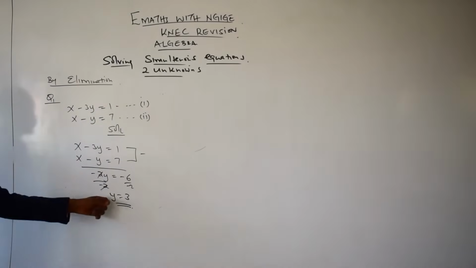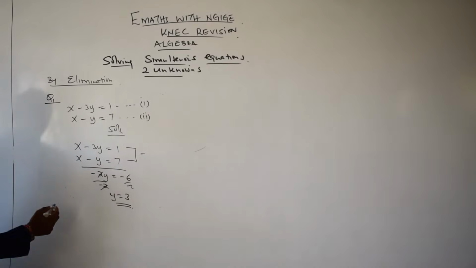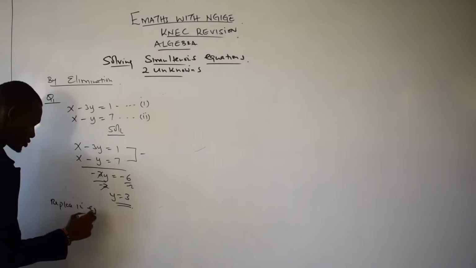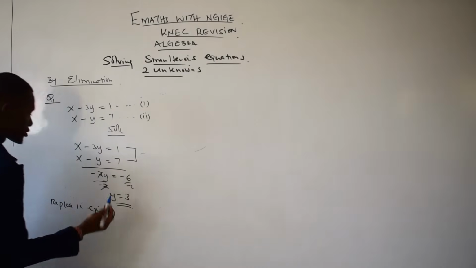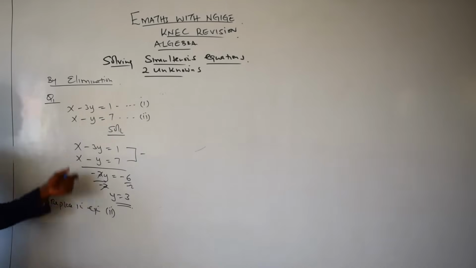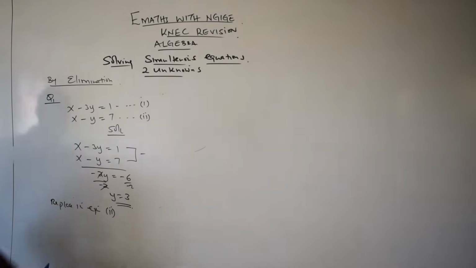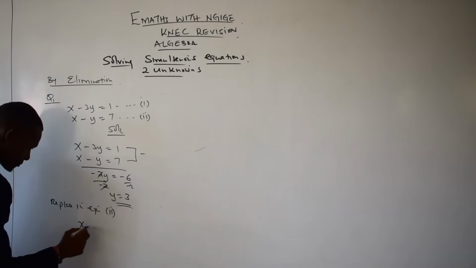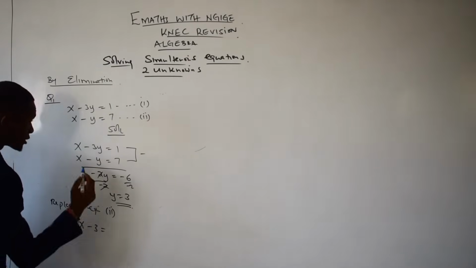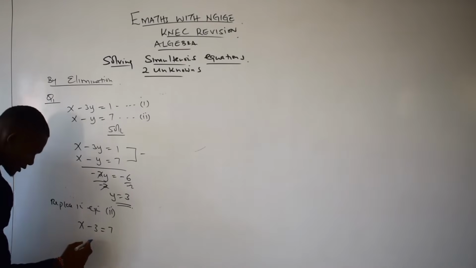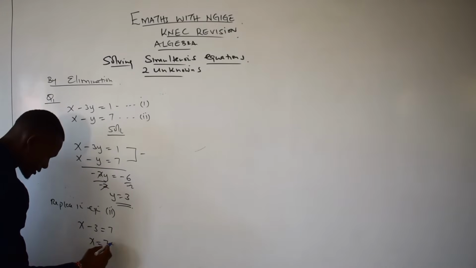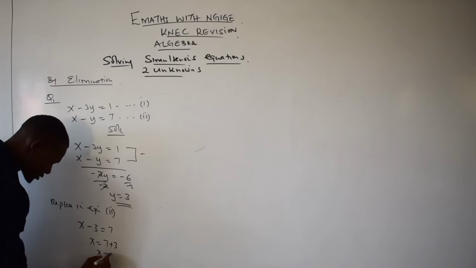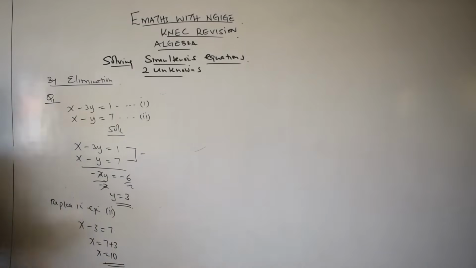And since you have the value of y, now replace it in any of the equations, to get your value of x. You can choose either equation, you can replace it in 1 or 2. Now we choose 2. So x minus our y, which is 3, should give you 7. Therefore your x will be 7 plus 3. So your x will be 10. You can see it is even shorter to solve this equation using the elimination method.